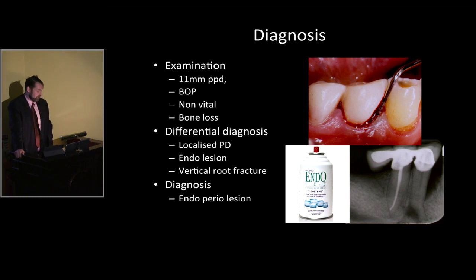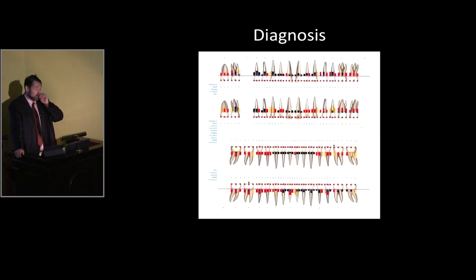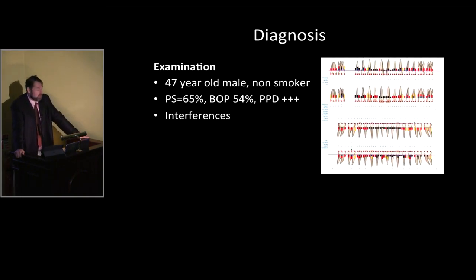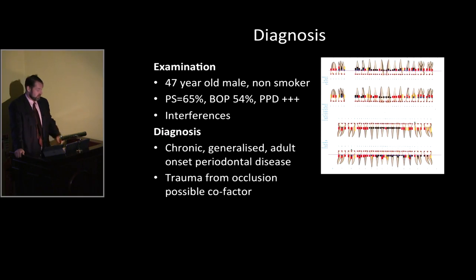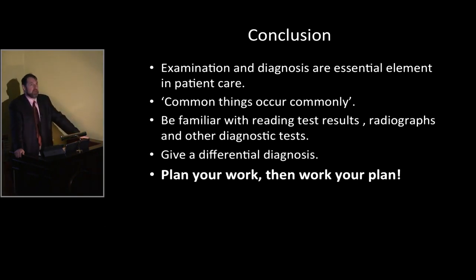In terms of periodontal treatment, you should be able to, as we discussed earlier, interpret a periodontal charting. In this particular case here, we have a patient, 47-year-old male, non-smoker, a high plaque score, high bleeding and probing score, and generalized pocket depths. And there are interferences during excursive movements. So a not unreasonable diagnosis might be chronic generalized adult onset periodontal disease with trauma from occlusion as a possible cofactor. Therefore, in conclusion, examination and diagnosis are essential elements in patient care.